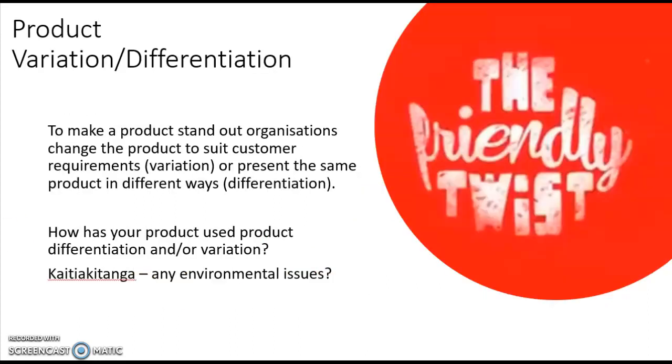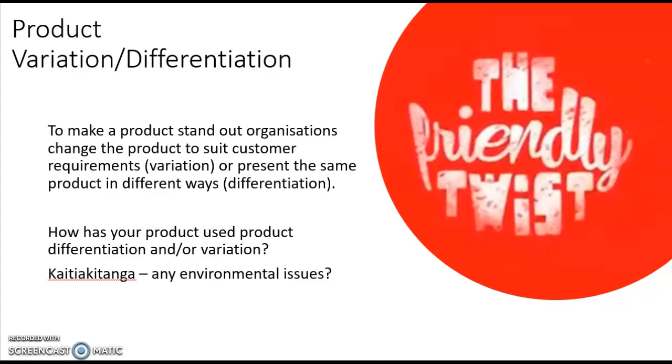Second question you asked was about the difference between product variation and differentiation. Click on the PowerPoint, the friendly twist. There's a good little video there about how Coca-Cola have done it. Coke are really good at this because when we have a look at the next slide, you'll see product life cycle, and you'll see that products die after a while, so they have to reinvent themselves.